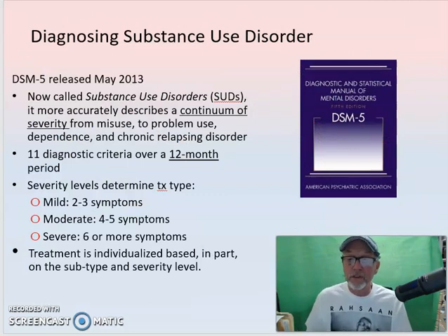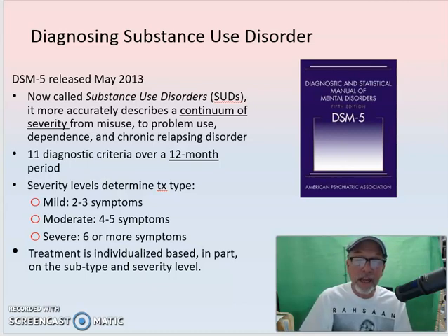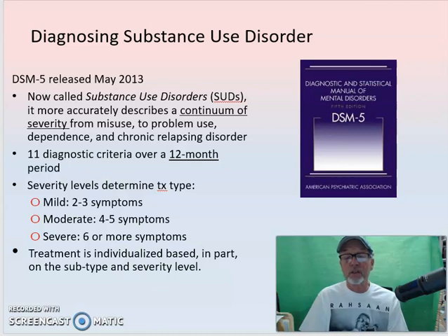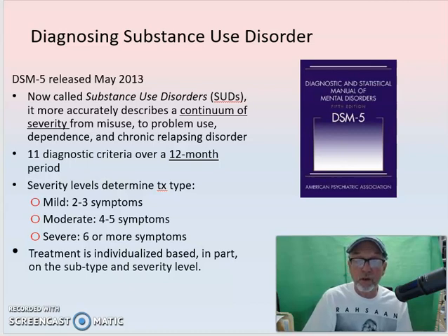So diagnosing substance use disorder, we look to the DSM-5, the Diagnostic and Statistical Manual of Mental Disorders, easy for you to say, 5th edition. And in this manual of diagnosable mental health conditions, it's now referring to addiction as substance use disorders because it more accurately describes a continuum of severity from misuse to problem use, dependence, and chronic relapsing disorder, what we used to call addiction. And there are 11 diagnostic criteria or symptoms over a 12-month period, and it now allows the clinician or the counselor to determine the severity subtype.